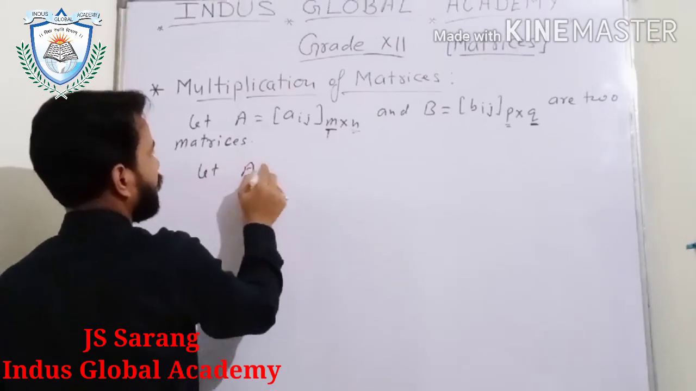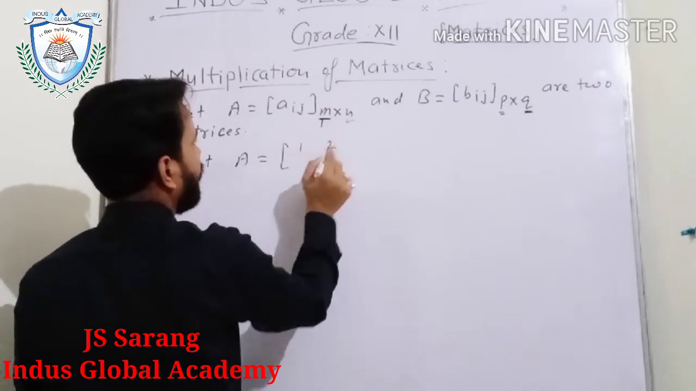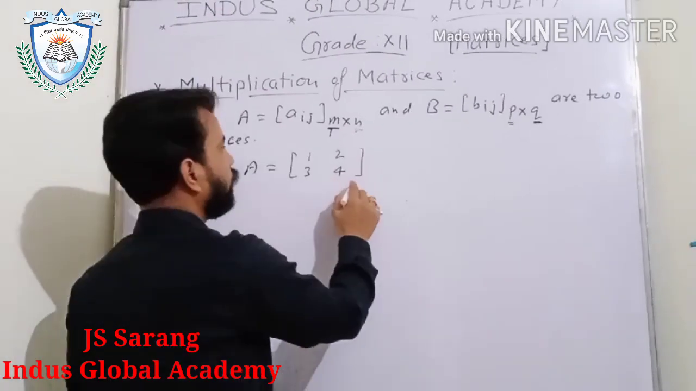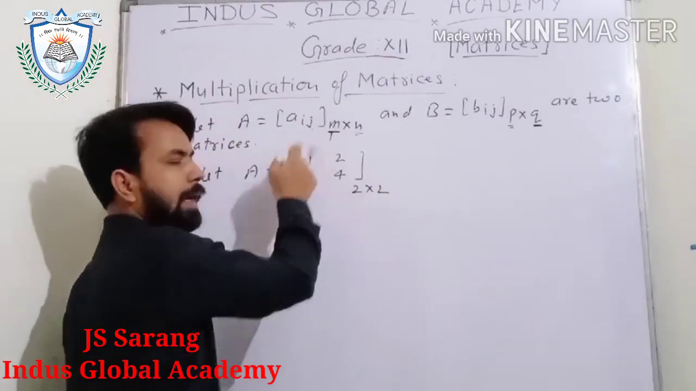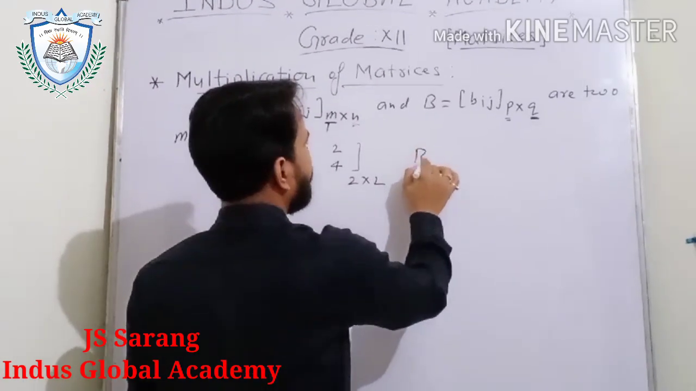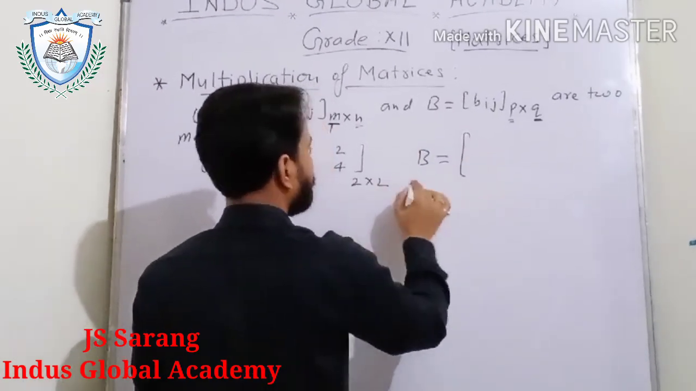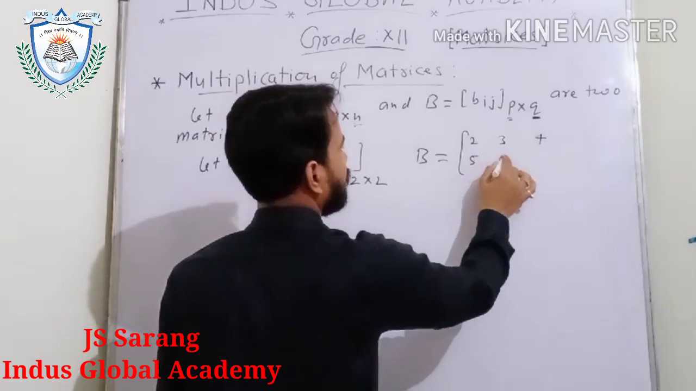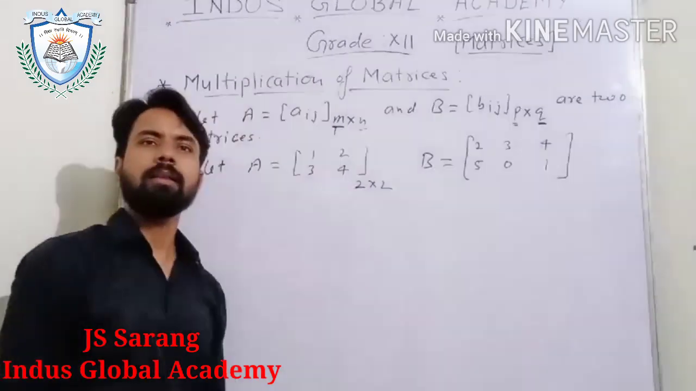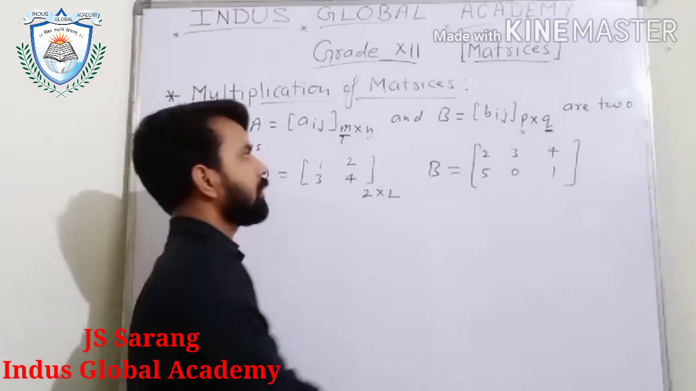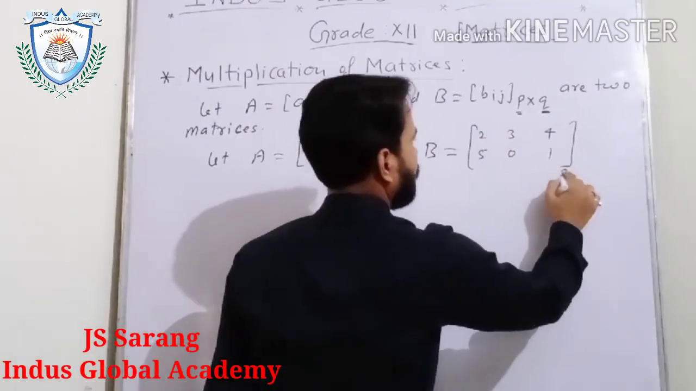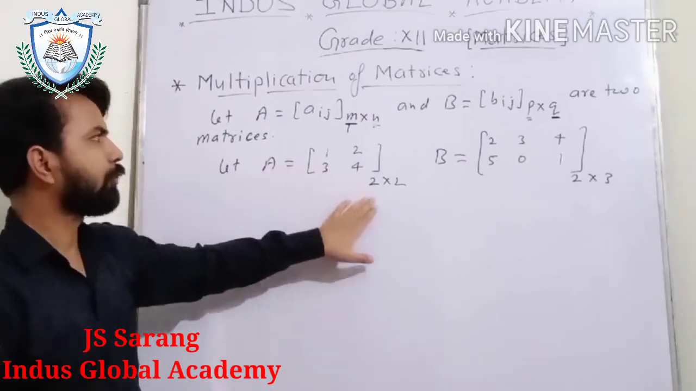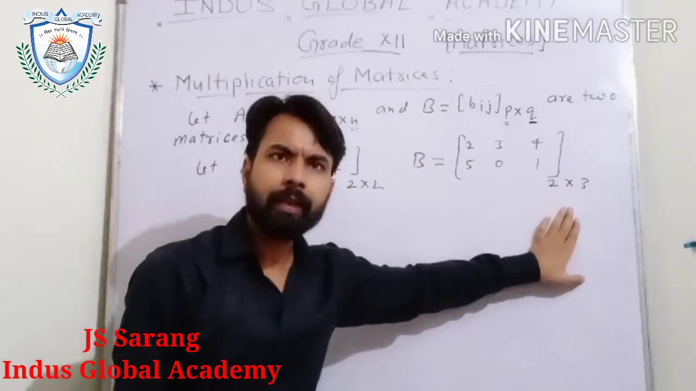Let A equal to 1, 2, 3, 4. This is a matrix of order 2 by 2. There are 2 rows and 2 columns. And there is another matrix B. This is the matrix B and its order is 2 rows and 3 columns. Is it clear? So I am taking the example of two matrices. A is of 2 by 2 order and B is of 2 by 3 order.